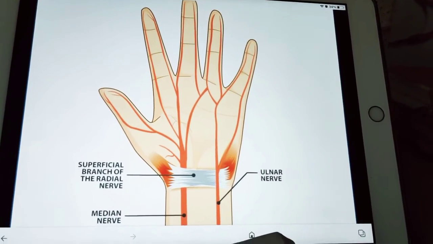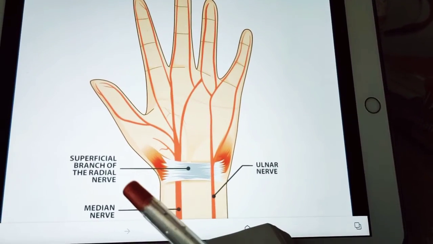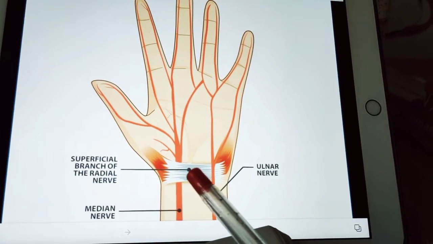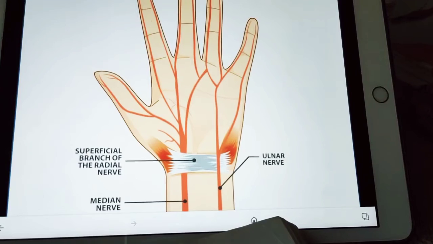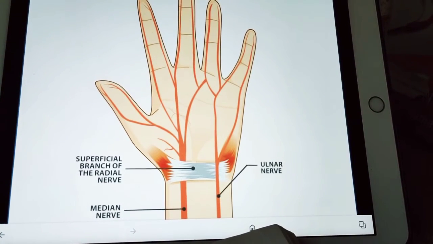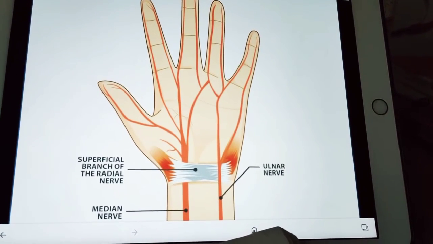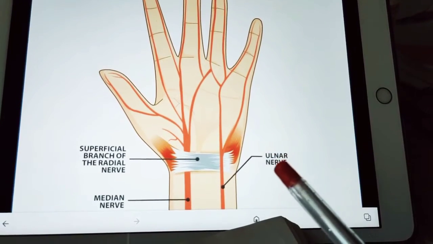Now we can see this is a palmar surface. So you can see here the superficial branch of radial nerve. It is also supplying only some part of the palm, but mostly it will supply the posterior side of your hand, or you can say dorsum of your hand. So mainly now we are going to start with the ulnar nerve.